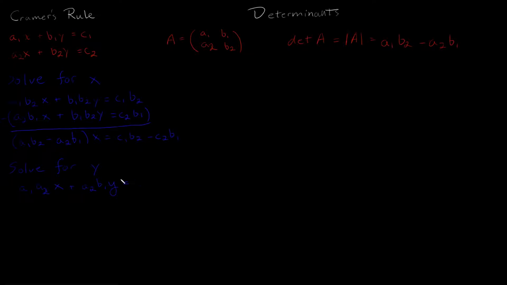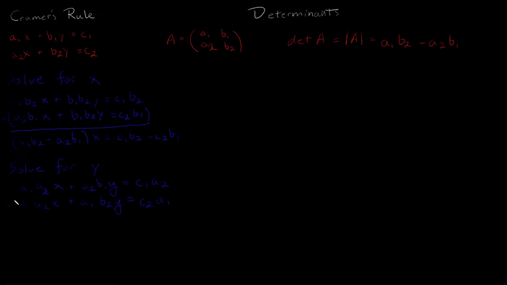oops, I wrote that wrong. This should actually be, let's write it as c1 a2. And then it doesn't matter what order I write these in because of commutative properties. And then we also want a1 a2 x. So we have to multiply the second equation by a1. So plus a1 b2 y is equal to c2 a1.